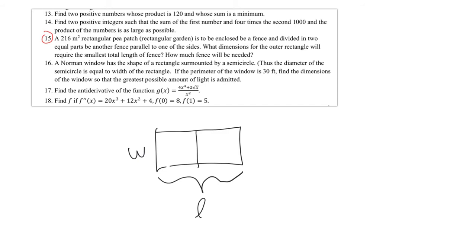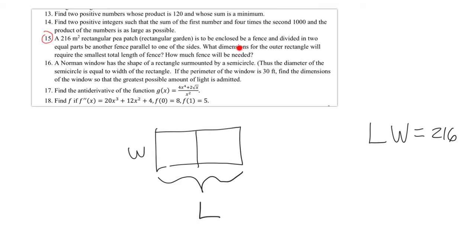So let me actually erase this. I could already see that might be necessary. So big capital L. And we know that capital L times W is going to be 216 because that's the area of the whole thing. That's what they say. The whole garden is 216 meters squared. So that's really the first equation.